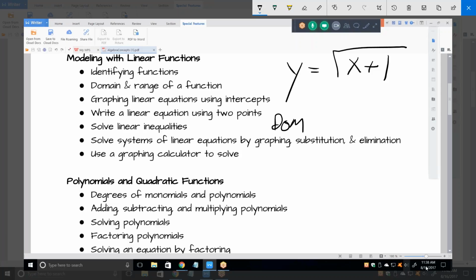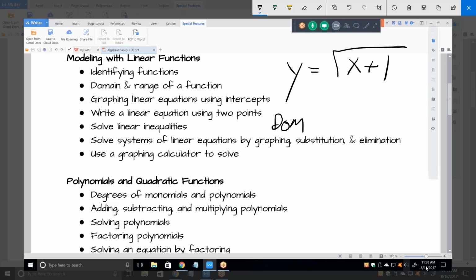It's all real numbers except negative numbers. Well, what's true is that what is inside the radical sign cannot be negative. X can be negative. It can be -1, but that's it.